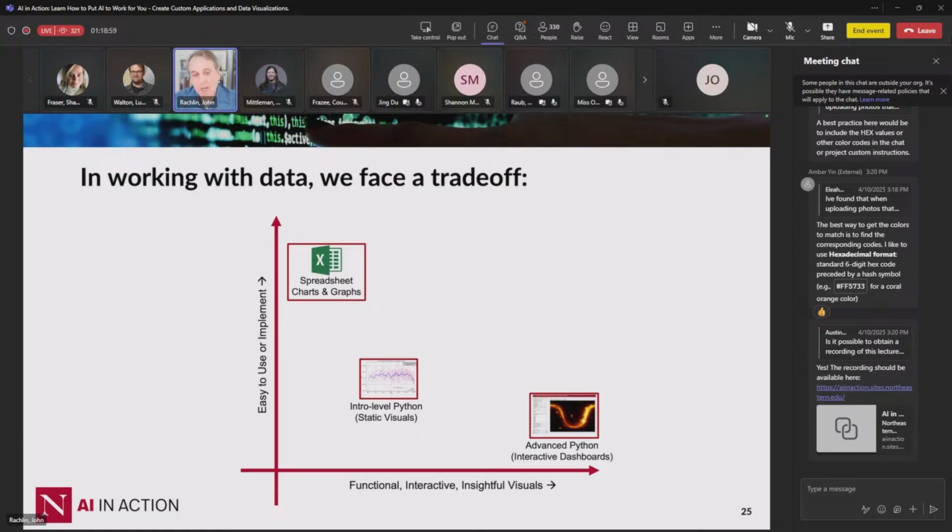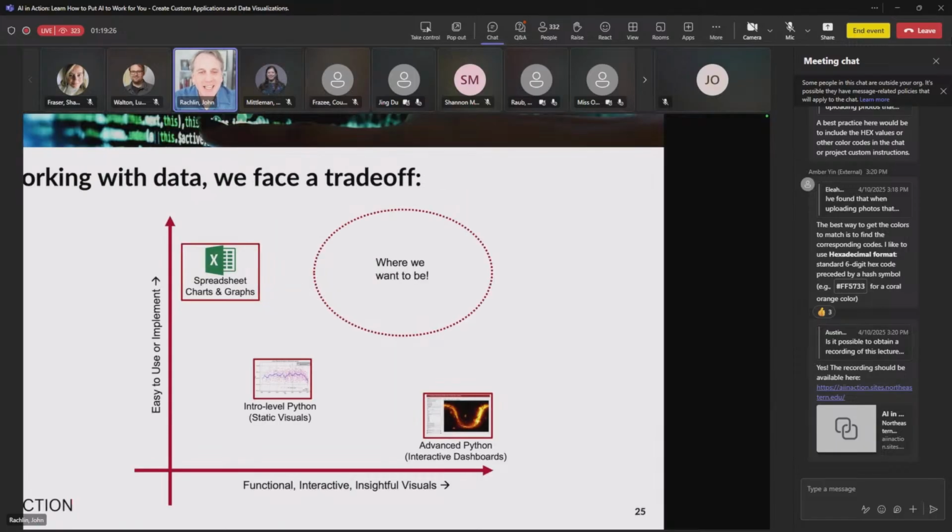So wouldn't it be nice if somehow we could get to this part of the graph where we have something that's easy to use, but at the same time can achieve a certain degree of functionality and insightfulness and interactivity to explore that data in a more meaningful way. So that's what I'm going to show you, what I did here. So let's move on over to Claude.